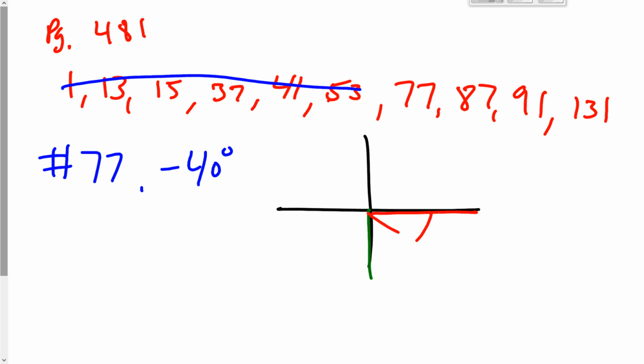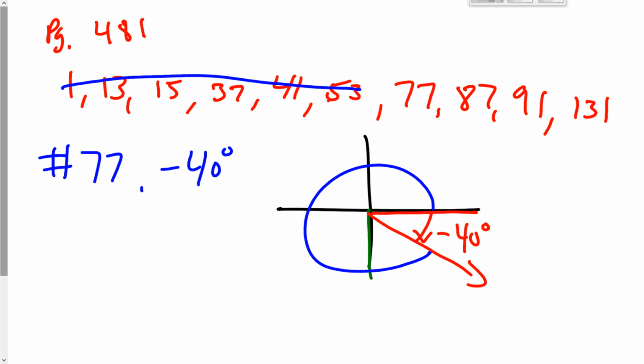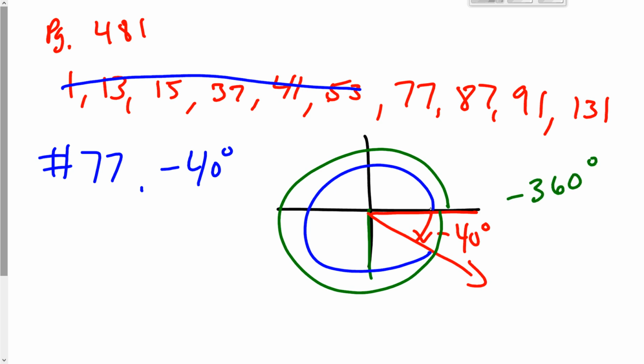So it's probably somewhere right there, right? So there's negative 40 degrees. So we want the least positive. That means we want this distance right here. Okay, so one full rotation would be negative 360 degrees. So what we want is just this distance, right? This distance in blue, we want that distance.